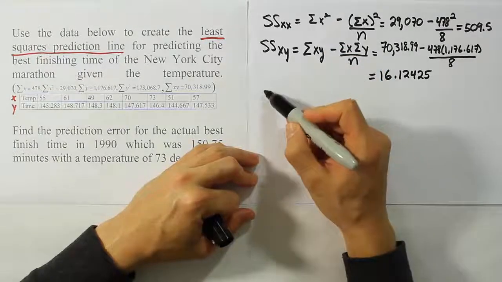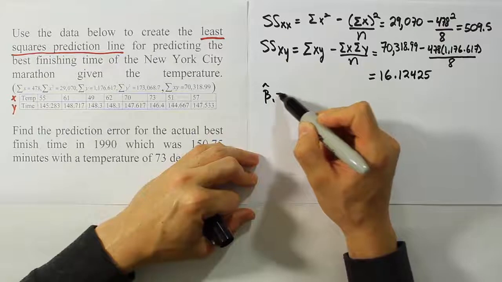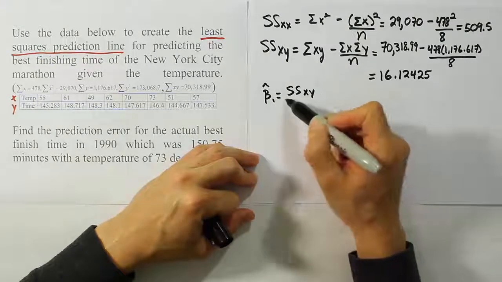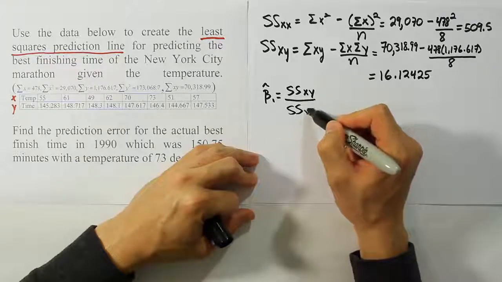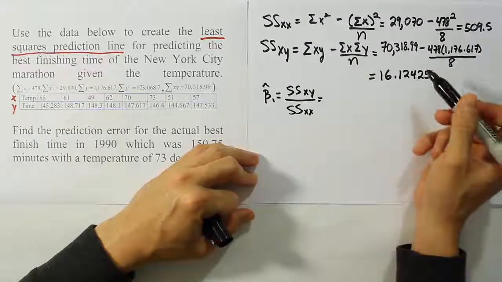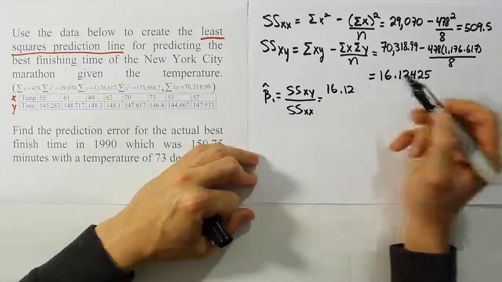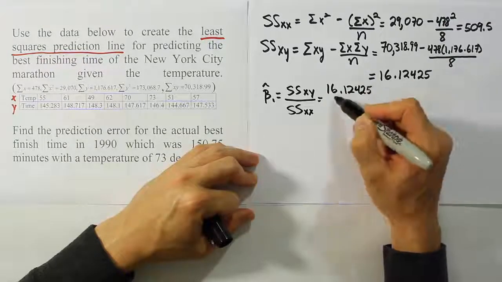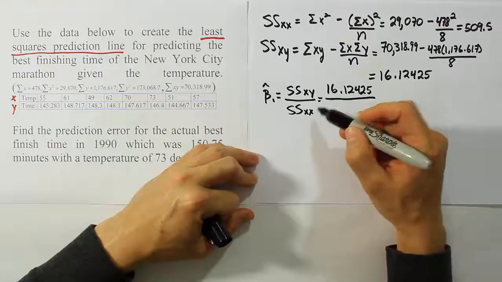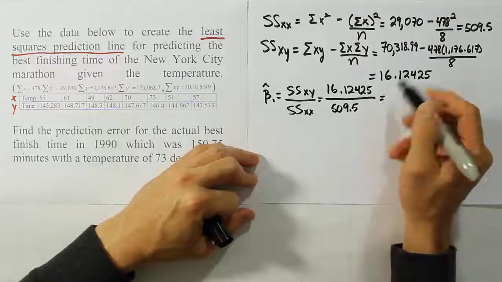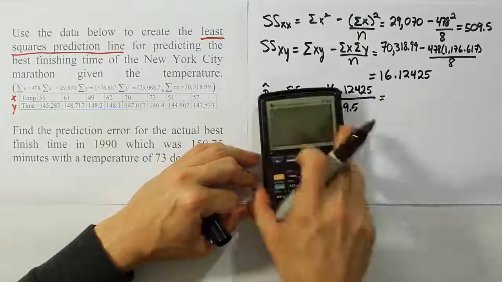Okay. Now, once we're finished with that, our next step in the problem is to take these two values and plug them into our slope formula, or our estimate for the slope. So we're going to put the mixed term on top, that's the sum of squares xy, over the sum of squares xx. And when we do that here, in this case, it's going to be 16.12425 divided by the sum of squares xx value, which is 509.5. Okay, so let's work that out and see what it comes out to be.